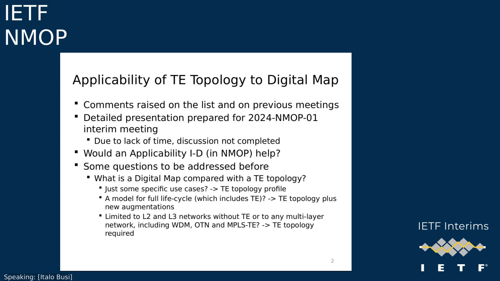We had some discussion also during IETF 120 on whether submitting to NMOP an applicability draft may help to clarify this case. But after I read the draft, I'm a little bit confused about what a digital map is compared to T topology. That's why I raised the question before. Maybe we need to discuss whether the digital map covers just a subset of the use cases, which can be addressed by a profile of the topology.